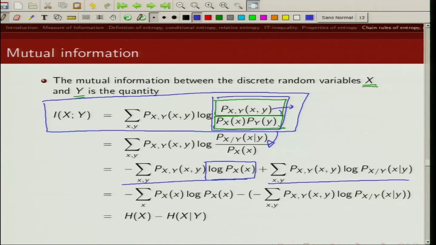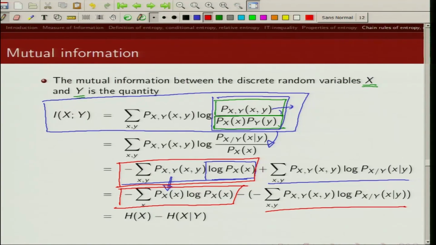So if we sum it over y, what will we get? We will get p of x. So the summation over xy, if we sum over y, this does not depend on y. So if I sum it over y, what I will get is p of x. So this particular term that I have here can be simplified to this, and plus this term can be written as minus of this term.